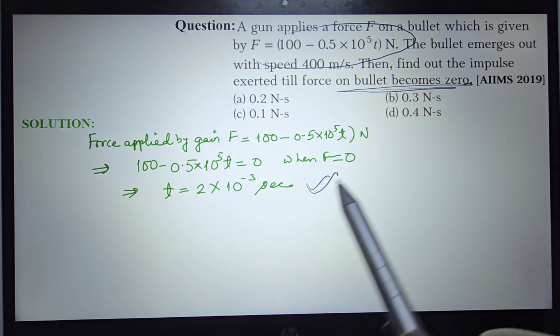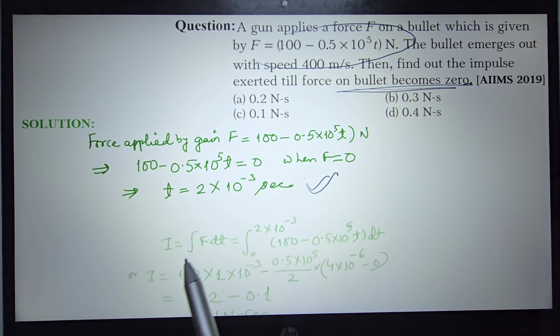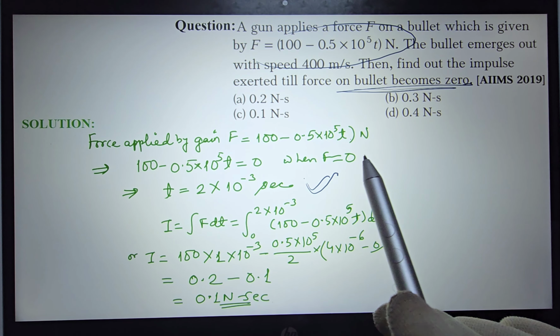Okay. Now how to calculate the impulse? You have to calculate the impulse using the integration of F dt. So the integration of F dt gives me the impulse, in the limits of 0 to 10 raised to power minus 3 seconds.